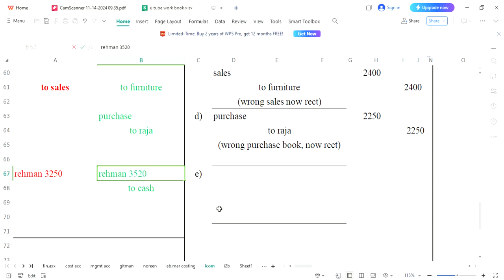3520. Okay. There is no mistake in cash as his. The word his is used, that is used for the Rahman. So you may ignore it. Now let's confirm our mistake.